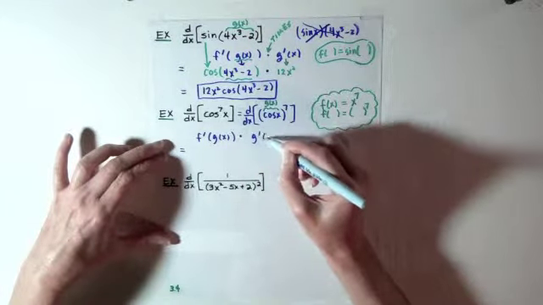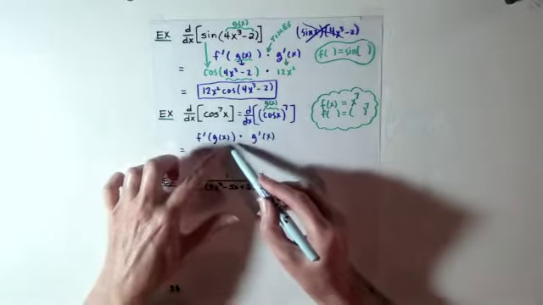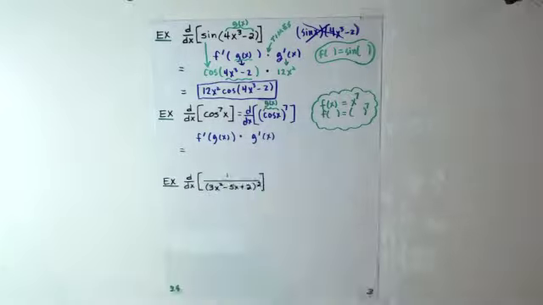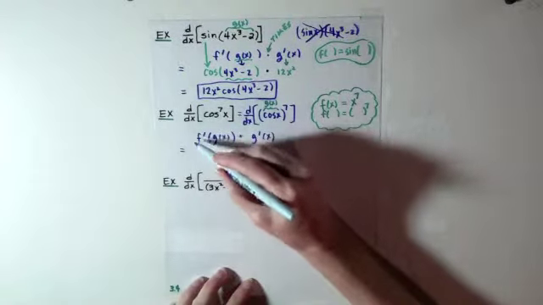But we know that by the chain rule that we're going to do the derivative of the outer evaluated at the inner times the derivative of the inner. So we start with the derivative of the outer function.